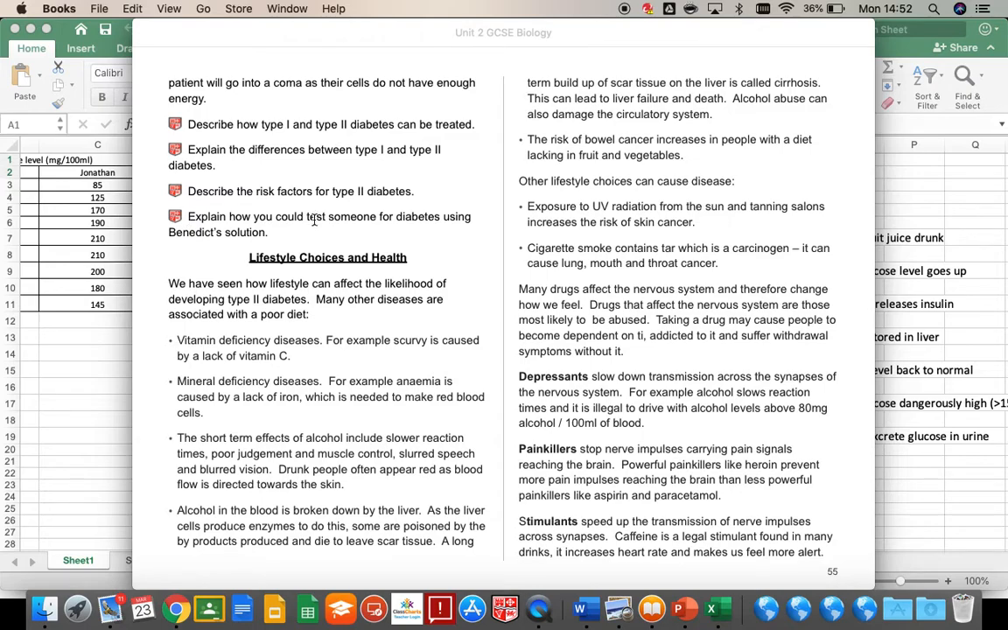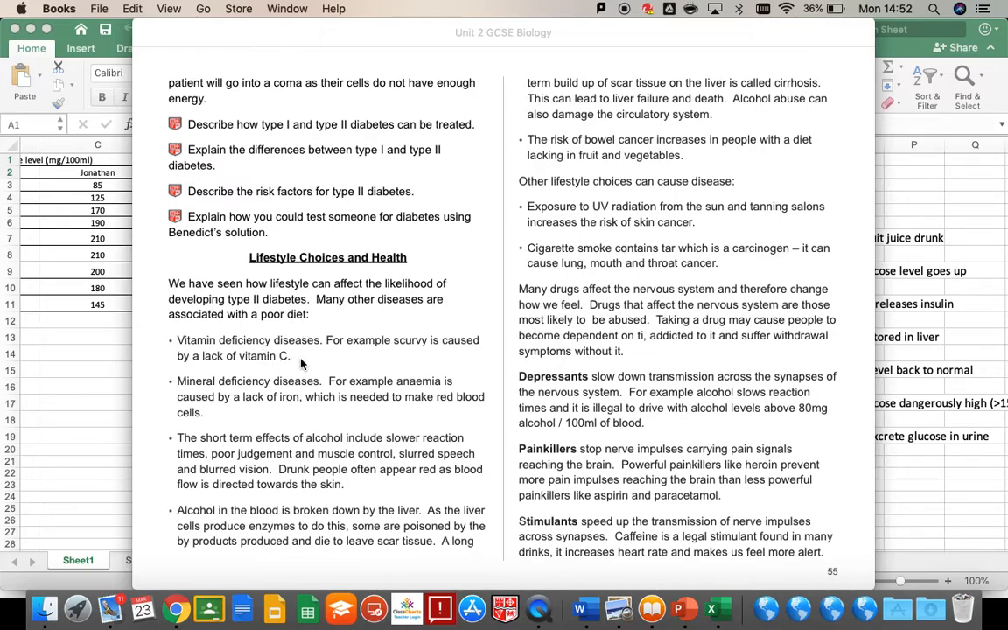And again, this is the bit I was just talking about in terms of using Benedict's to test for the presence of glucose in the urine. And remember, when you're describing a test, you must say the colour change. So the colour it started and what colour it changed to. Benedict's is a blue solution. So that's that.